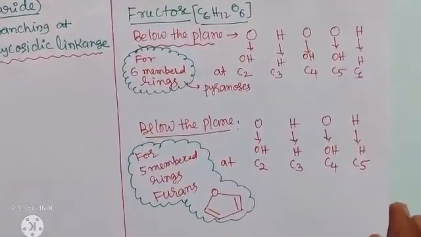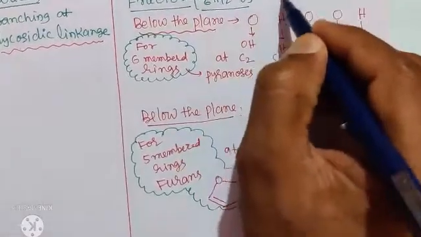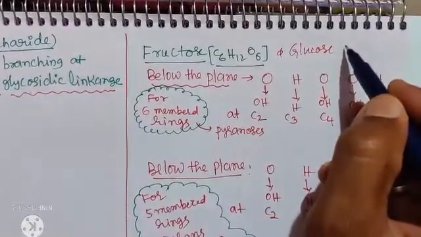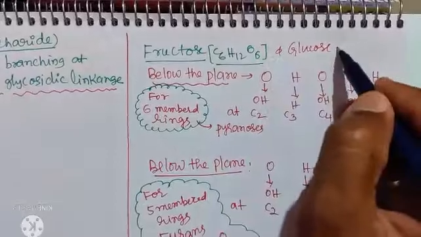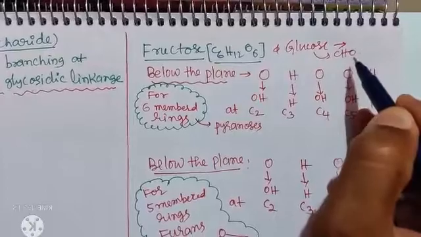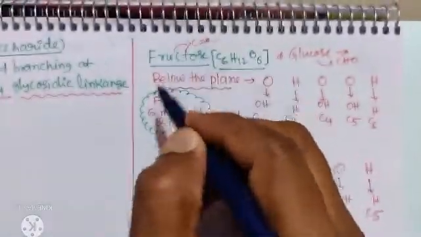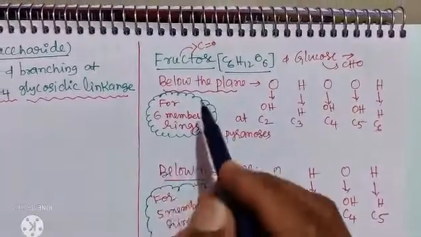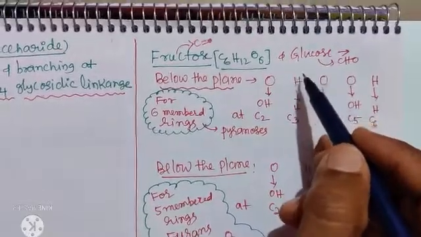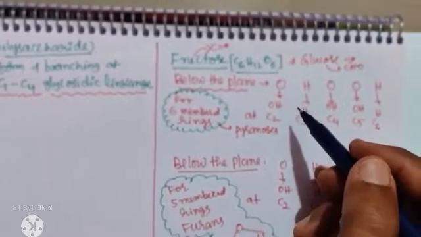Then see here one more simple example, fructose. The formula is the same. Fructose and glucose both have the same molecular formula. The only difference is that in glucose a CHO aldehyde group is present, while fructose contains a C double bond O ketonic group. So aldehyde and ketone both have the same molecular formula but differ in their functional group. That's why these two are the best example for functional isomerism.